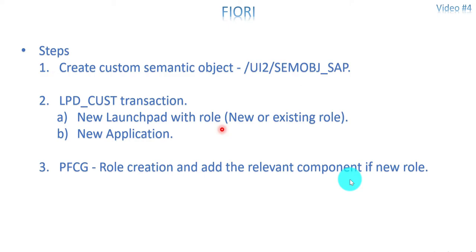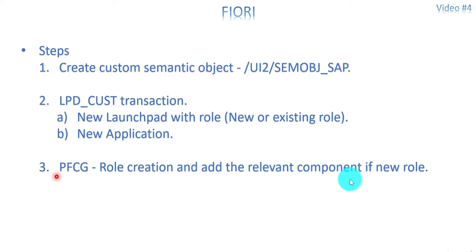So today's scenario, I'm going to have one launchpad, and in that I'm going to have my CO01 as well as my custom transaction screen. Okay, so those things come under one launchpad. And PFCG, maybe the role creation and add the relevant component if it is new. I'm not going to use a new role over here because we already created it. No need to waste the time over there. So I'm going to use the same role. And if it is a new role, you have to go and do this. So these are 3 steps you have to do.